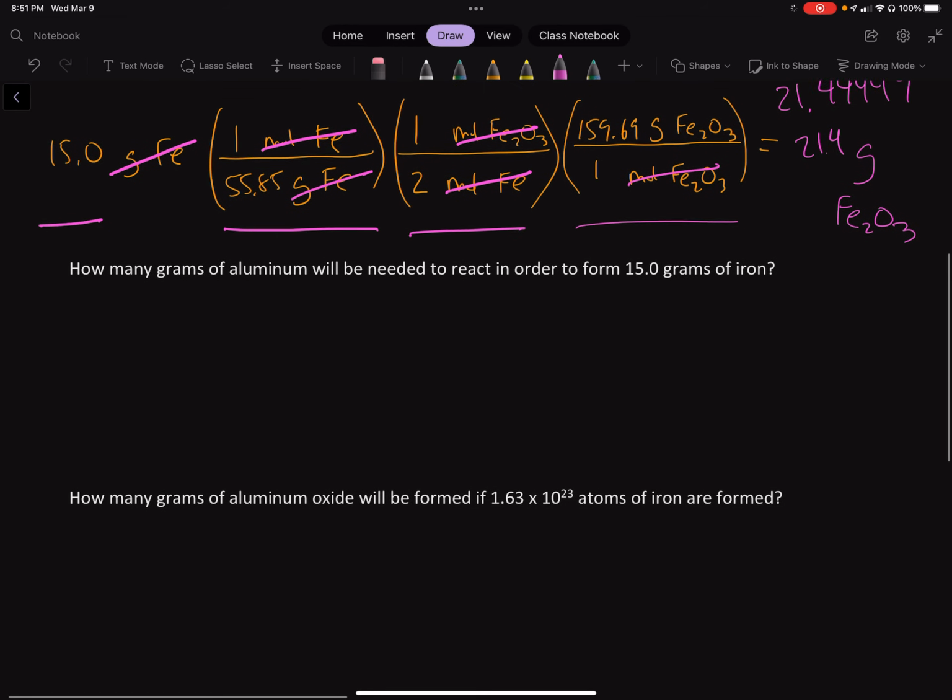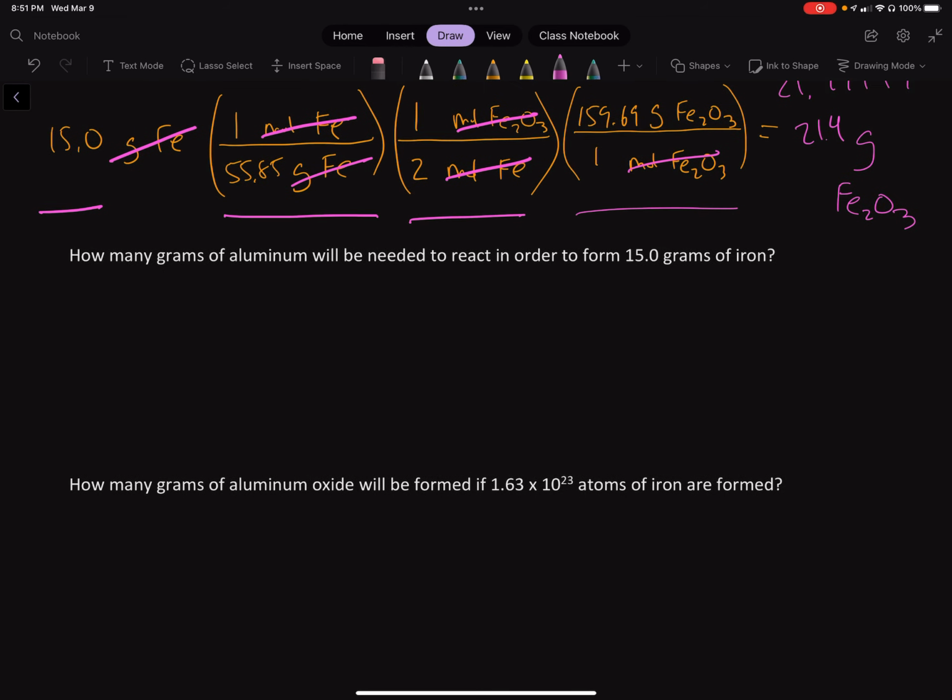All right, next one. It says how many grams of aluminum will be needed to react in order to form 15 grams of iron. So we'll start with the 15 grams of iron again. And just like with the last one, we're starting from grams of one thing, and we're trying to get to grams of another thing. So there's going to be 3 conversions necessary. Grams of iron to moles of iron, then to moles of aluminum, and then to grams of aluminum. So we kind of start off with the same procedure.